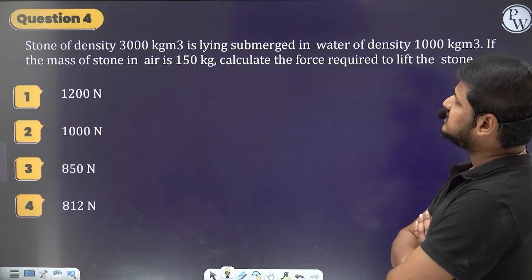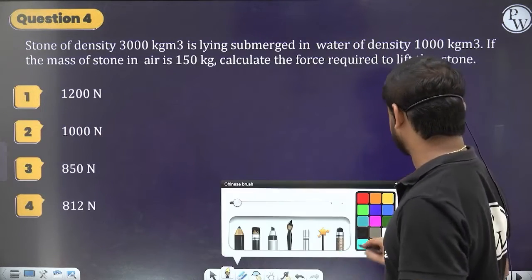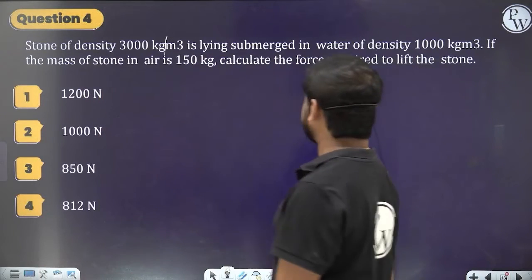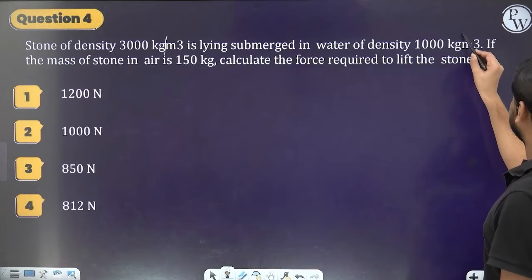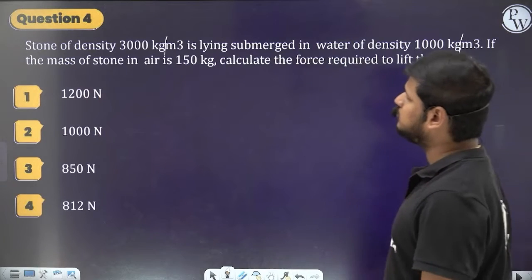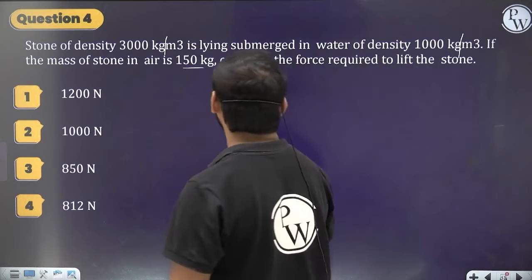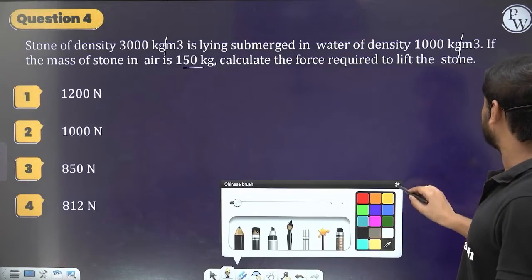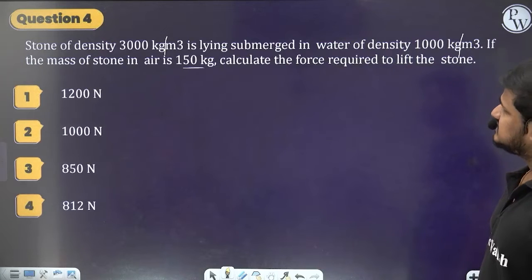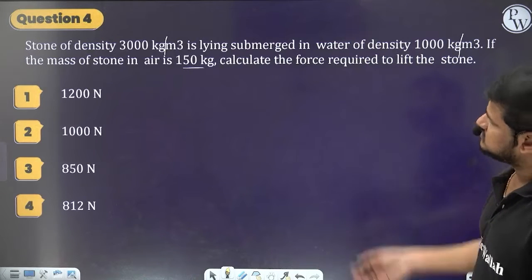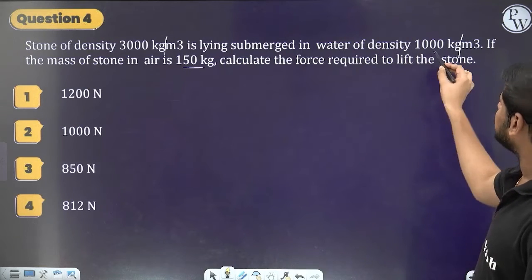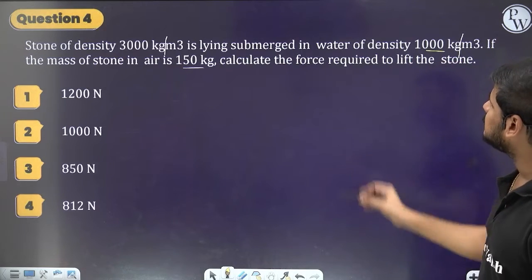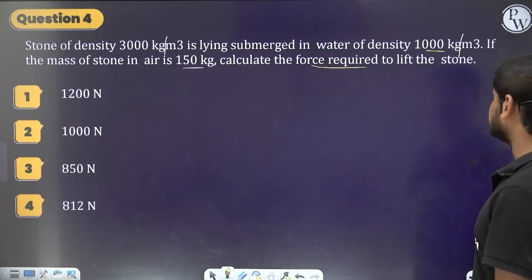A stone of density 3000 kg per meter cube is lying submerged in water of density 1000 kg per meter cube. The mass of the stone is 150 kg. Calculate the force required to lift the stone. See here, a stone of some density is lying submerged in the water. The water density is also given. If the mass of the stone is given, calculate the force required to lift the stone.